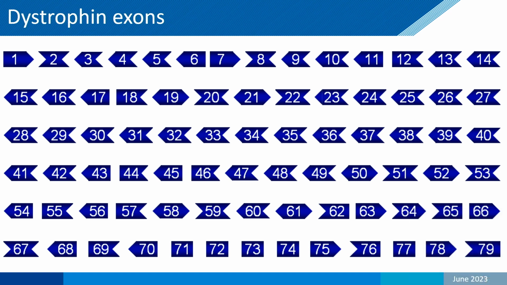Now, why can't Duchenne patients make dystrophin, and why can't Becker patients make normal dystrophin? Well, that is because there's an error, a mistake in the dystrophin gene. And the dystrophin gene contains the code for the dystrophin protein. But in all genes in our body, this code is not just one piece, it's dispersed over the gene. And you can see here these 79 puzzle pieces. That is the genetic code of the dystrophin gene.